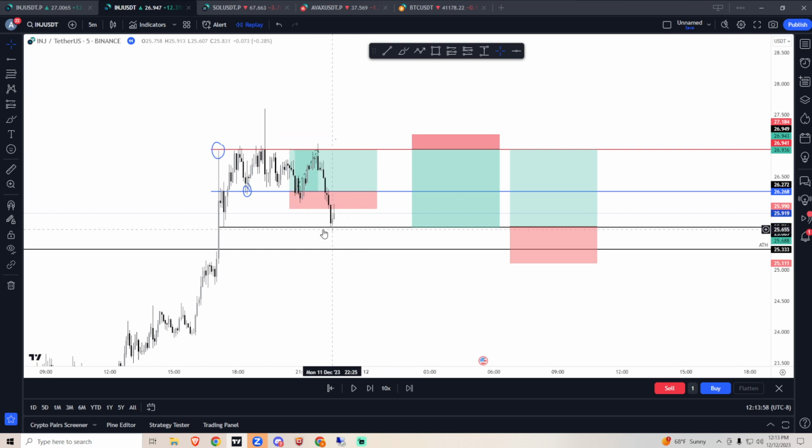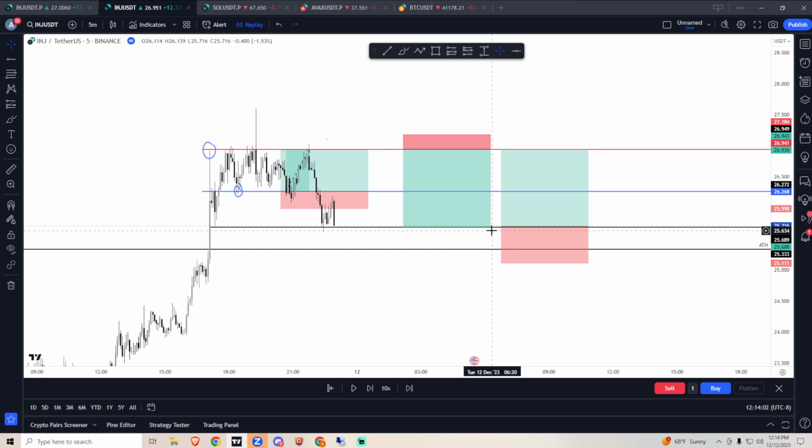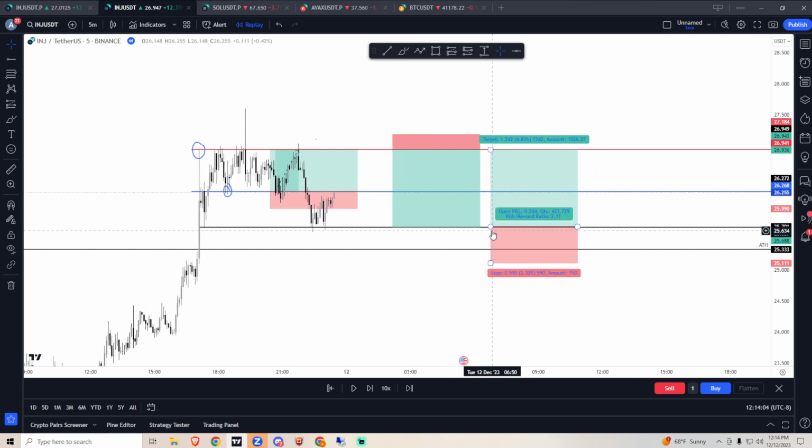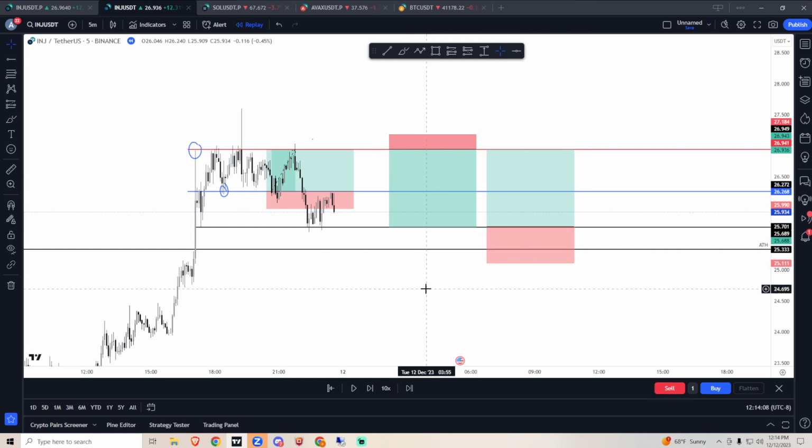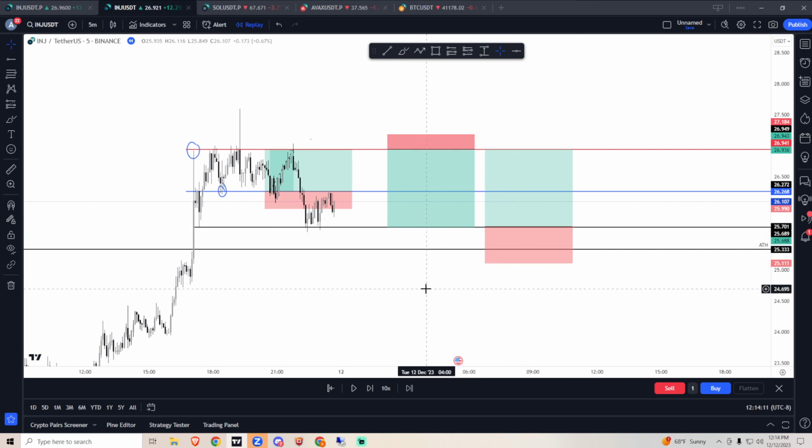There is your range lows. We bounced right from it. Okay, you're going to TP at mid-range. So there's your TP. We rejected right from it, right? You move your stop loss to break even. You can get back into it.